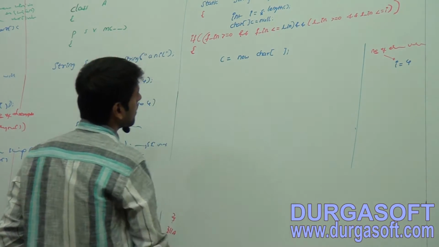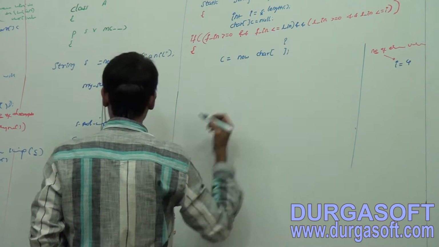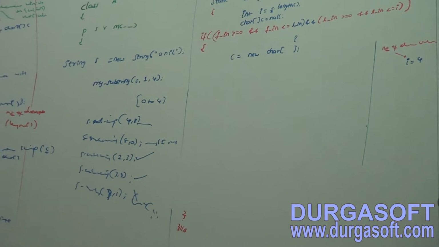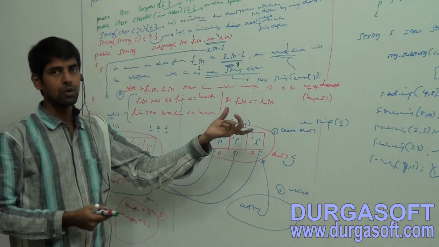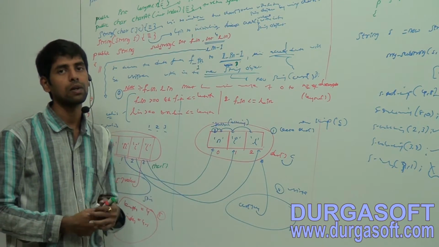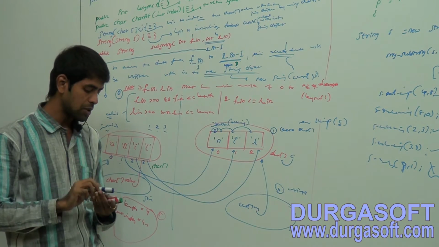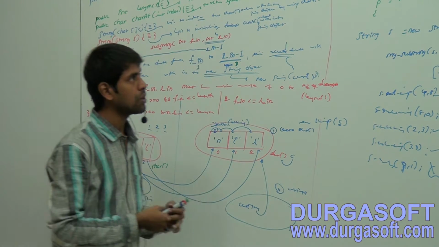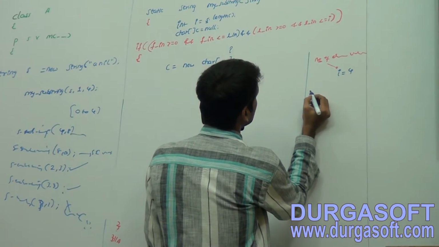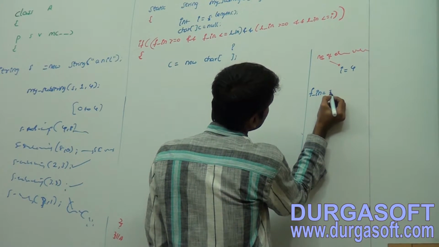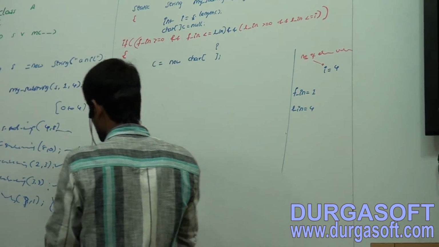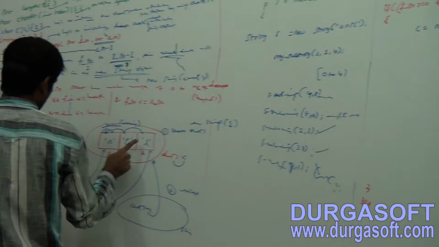Now I want to specify the size here, that is, how many blocks I want to create within this character array. How to know that value? Simple thing. Observe. Just try to think with these values only. Currently in my memory, first index value is 1 and last index value is what? 4. Now observe. I want to create 3 blocks.